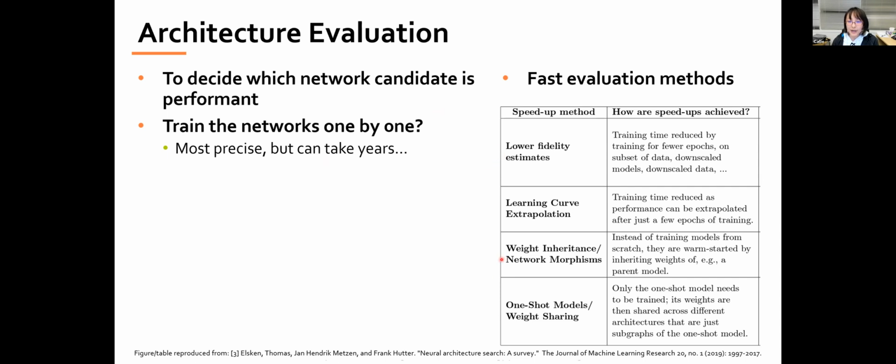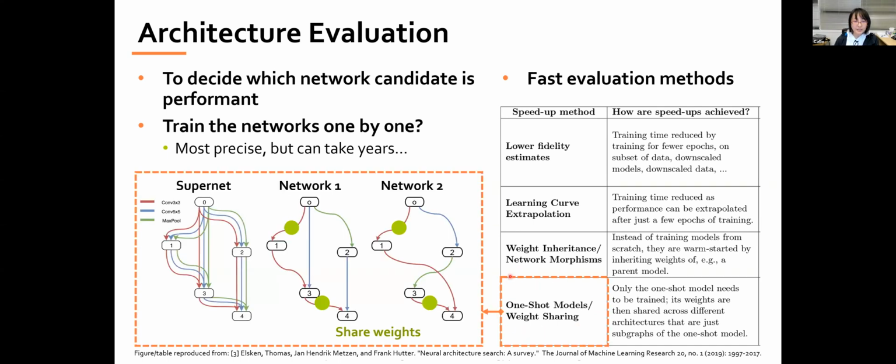So these are different ways that people have come up with for fast evaluation. For example, lower fidelity estimation, learning curve extrapolation, network inheritance, and especially these one-shot models and weight sharing. Well, I like this one best because it's very, very fast, very efficient. So I will give you one example. What does this weight sharing mean? This is the supernet. The supernet composes the design space. And then for each of these edges, we can choose one out of these many.